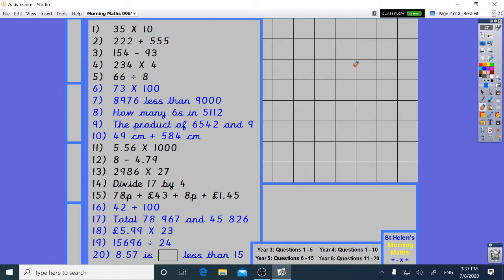How many sixes in 5,112? Now, hopefully after watching morning maths a lot of time, you know that how many somethings in a something is division. How many sixes fit into 5,112? It's a division. 4 digits divided by 1 digit is what you need to be able to do by the end of year 4. How many sixes in 5? 0, carry the 5. How many sixes in 51?